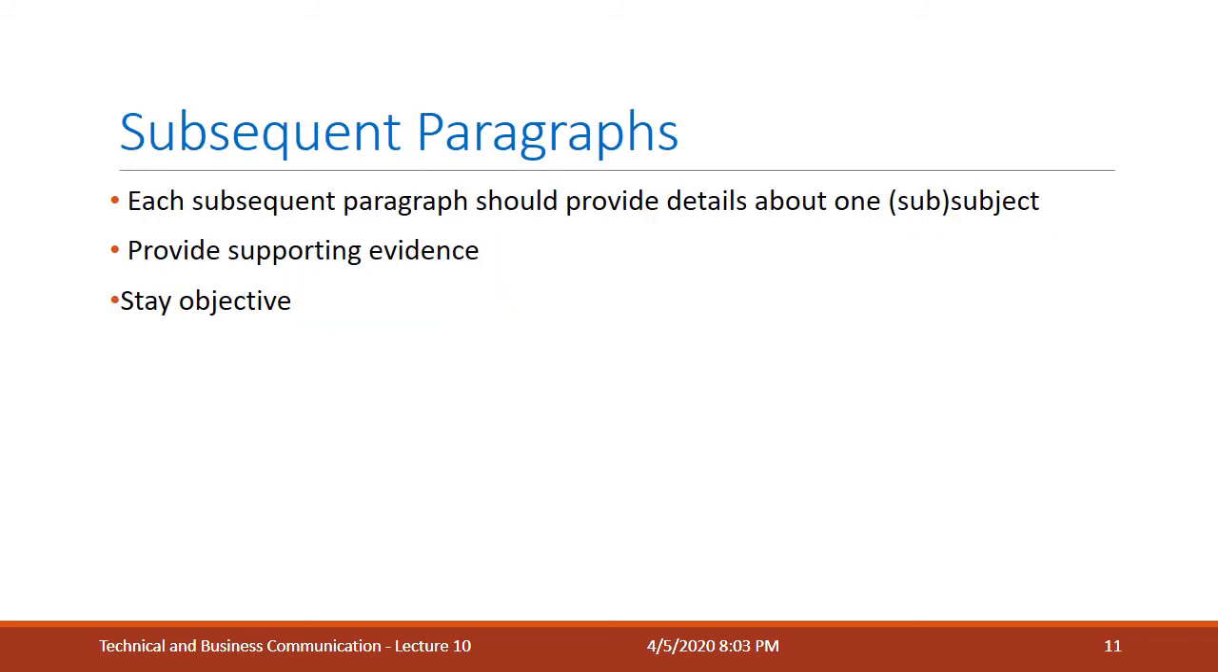Then in the subsequent paragraphs, or the body paragraphs, there can be one, two, three or whatever number, depending on the information you are trying to distribute. If there is just one piece of information, one body paragraph is more than enough. Each body paragraph should detail a sub-subject that we mentioned in the introduction, and you should also provide supporting evidence for it.